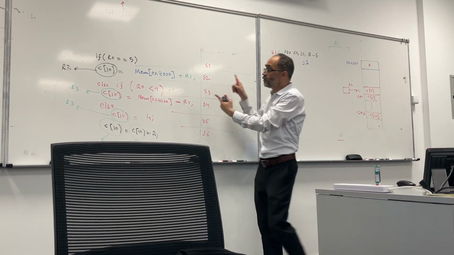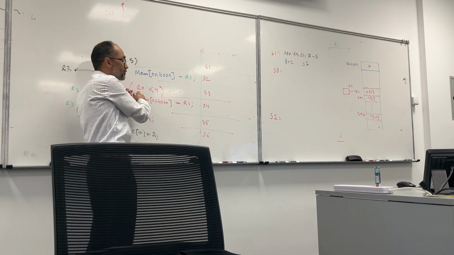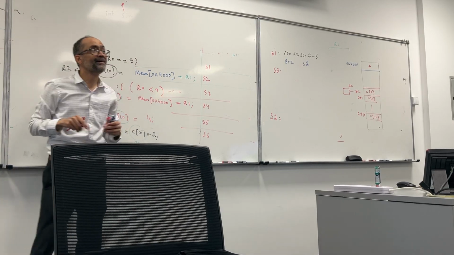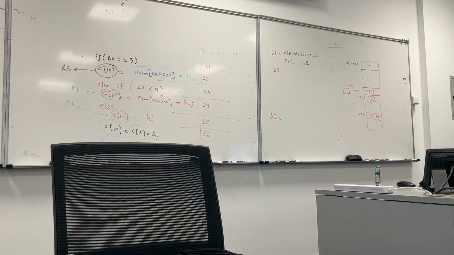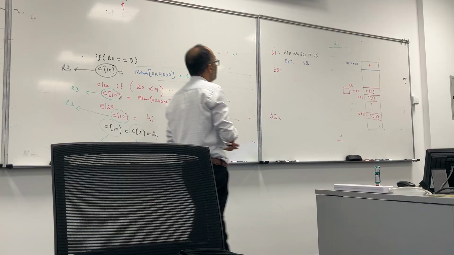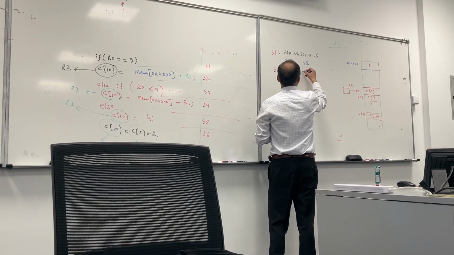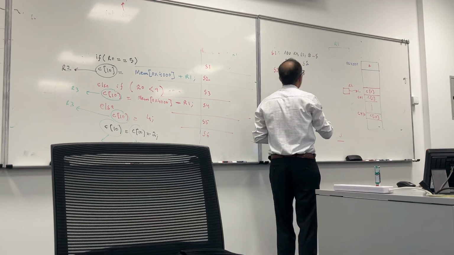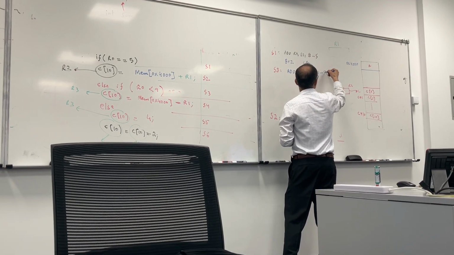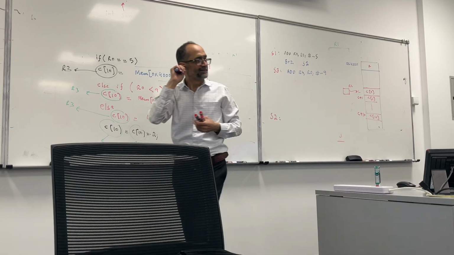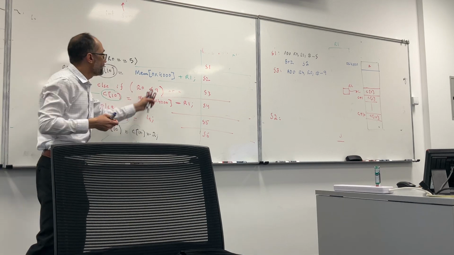But if you jump to S3, we are comparing R0 with 9. Which instruction should I use? Help me. Add. Very good. Add R4, R0, hash negative 9. Okay? Now we are comparing it with negative 9.